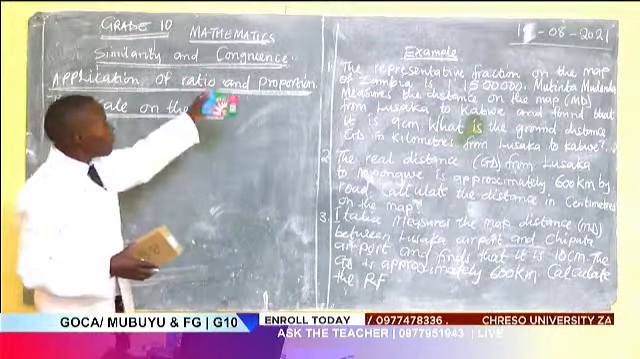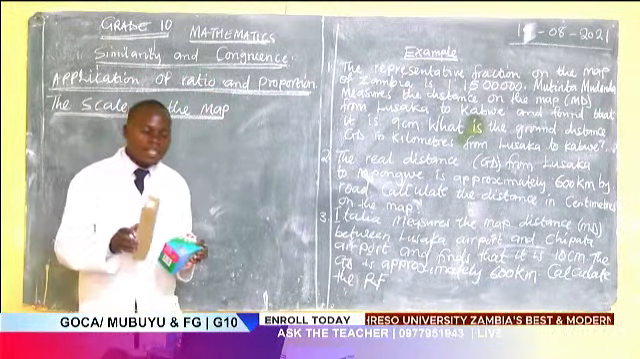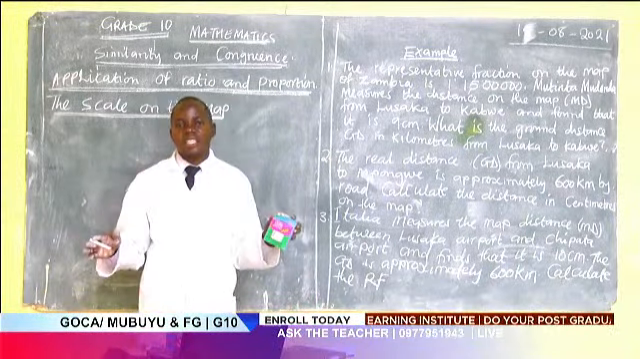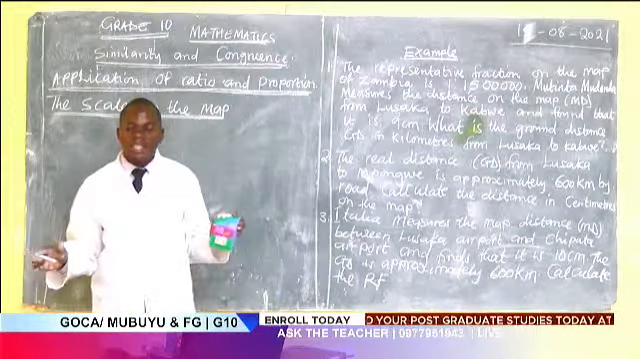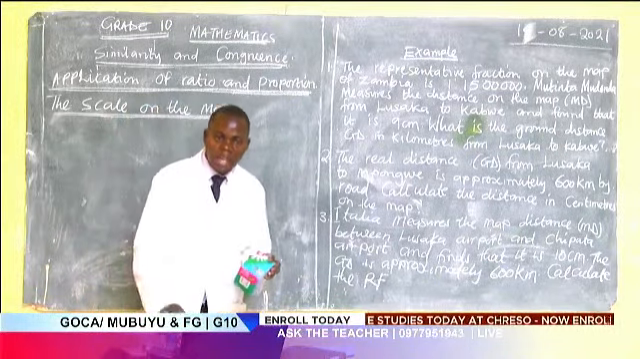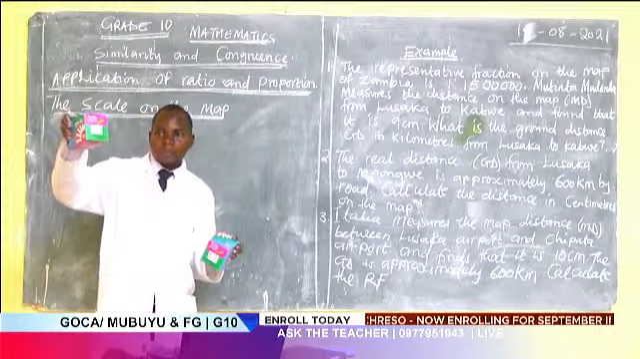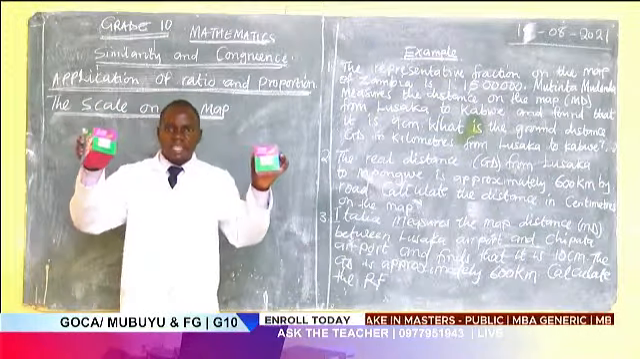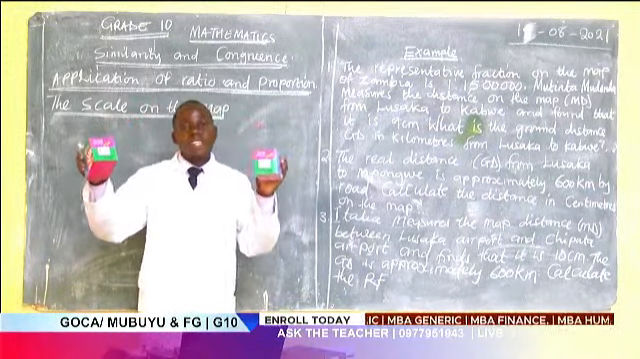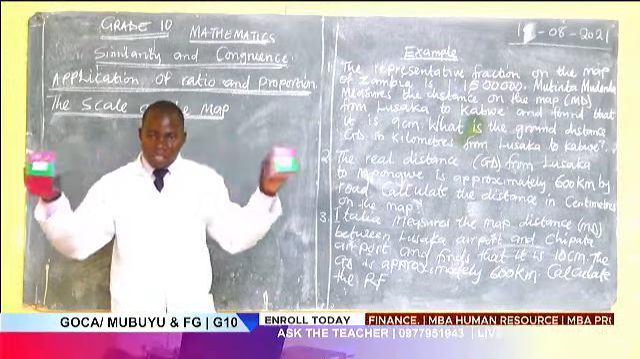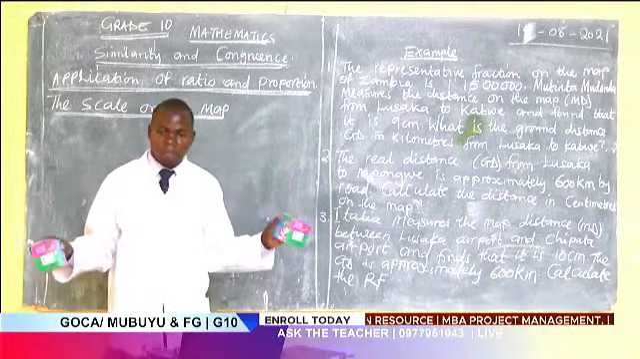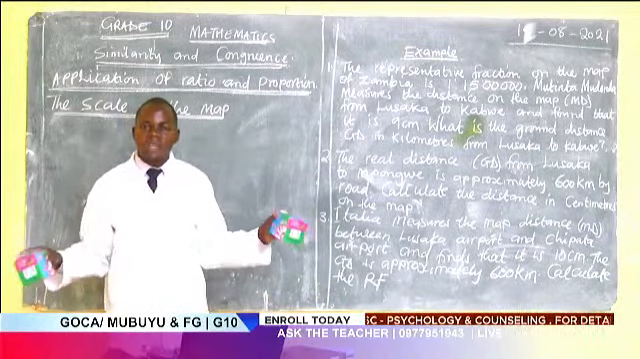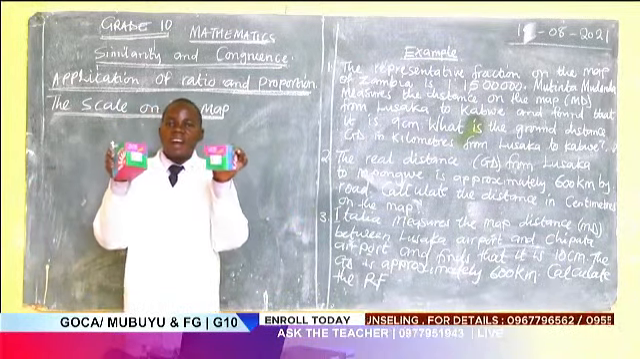Now when it comes to congruence, when two figures are congruent, it means that they are exactly the same. They are the same in size and even in shape. Okay, so when I get this box of chalk and this one here, you discover that these two look exactly the same. Therefore, this one is congruent to this one because they are of the same size and the same shape. Even the angles are the same. The lengths are also the same. Therefore, these two are congruent.